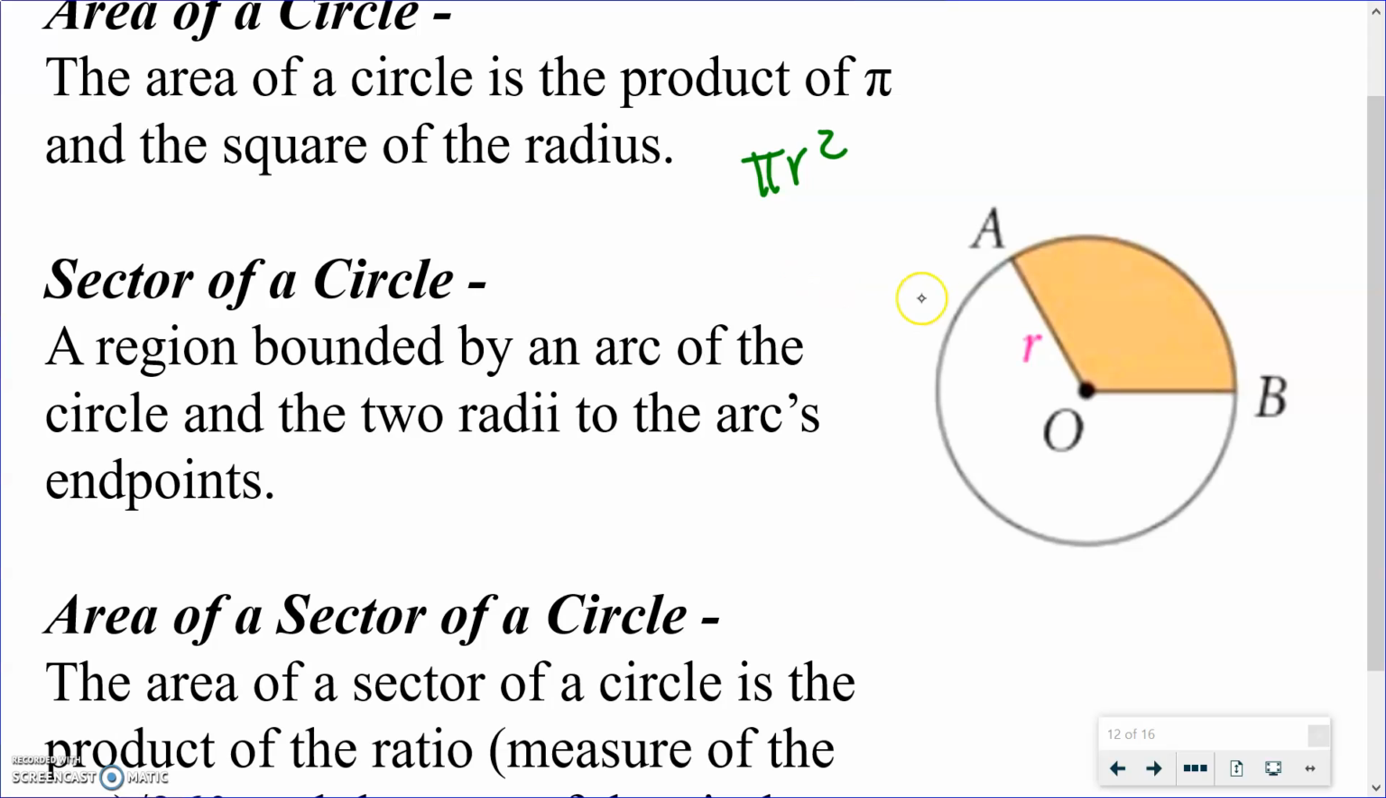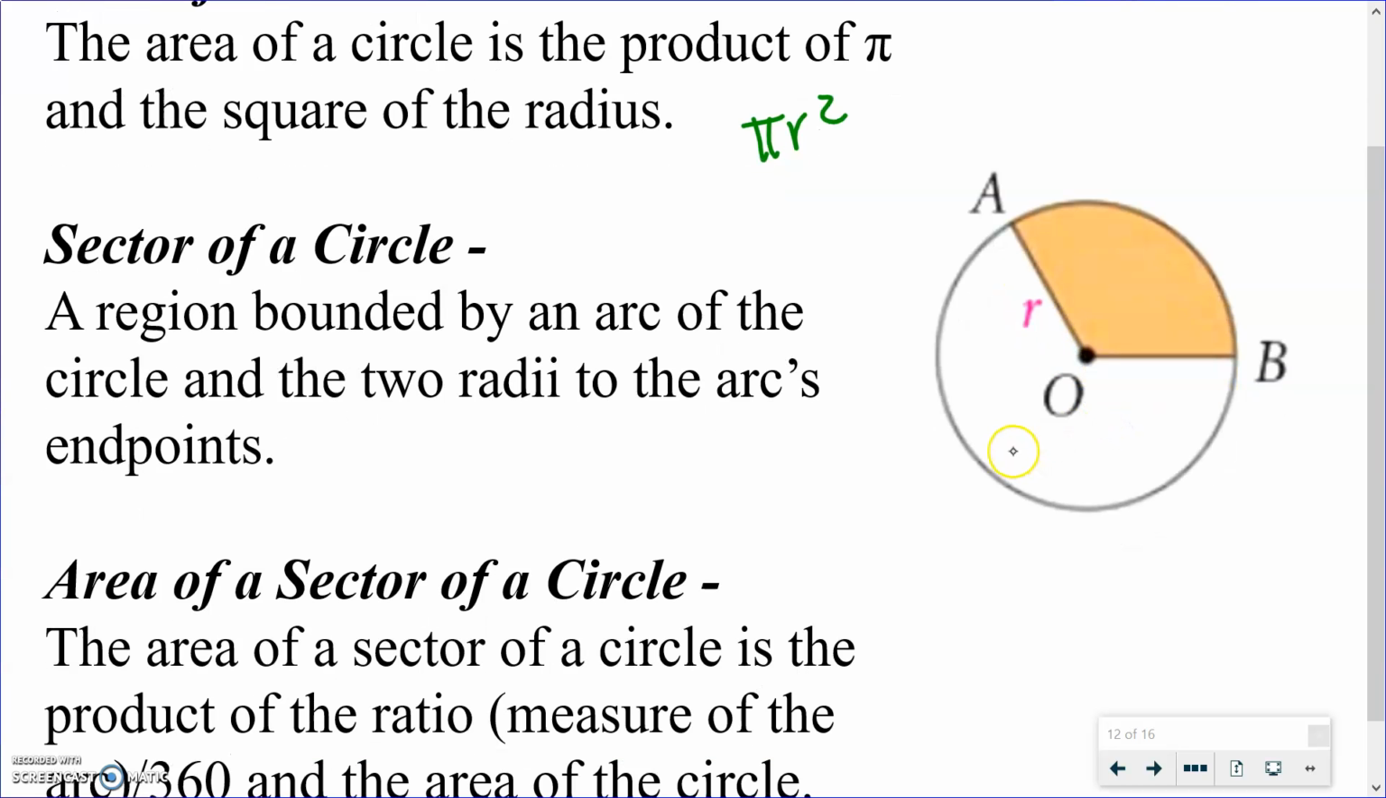Okay, if we want to find the area of a sector of a circle, we're going to have to know what a sector is, which is just part of the area, and it's bounded by 2 radii. So when you're talking about a sector, this has to be a radius and this has to be a radius, okay?